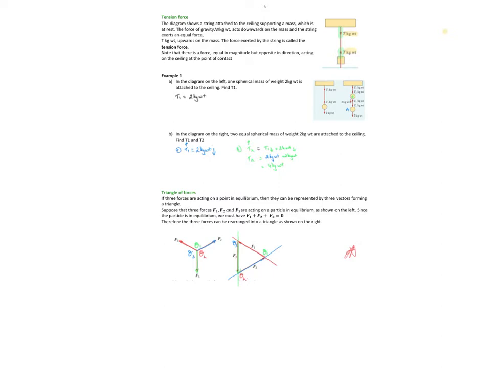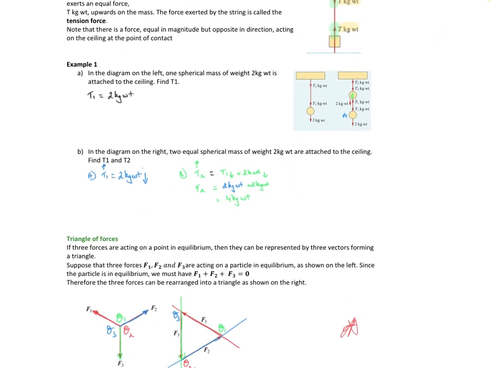Assuming that string is unimpeded, it could be sliding over what we would call a smooth pulley. So if there's no friction and the weight force is allowed to slide freely along the string, and we call it a frictionless or smooth string, then those tension forces will be equal. So if we have a look at a bit of an example here.